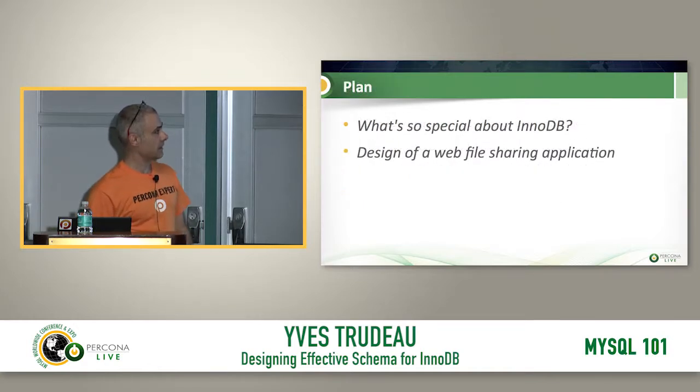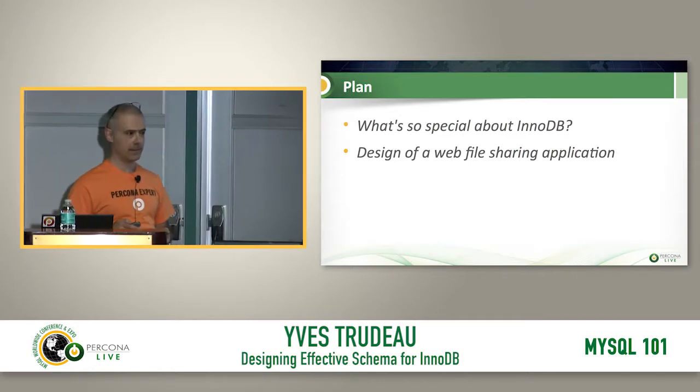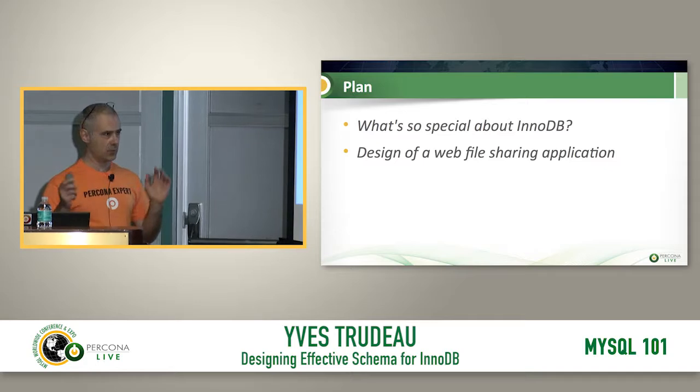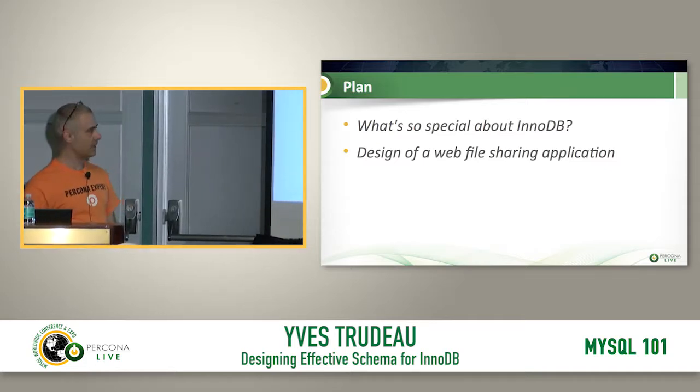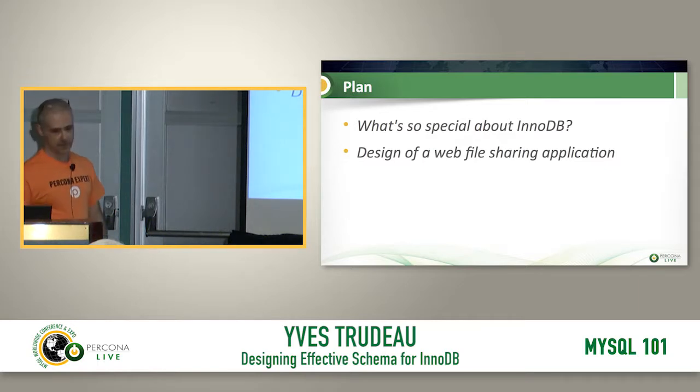The plan here: I'll first describe what makes InnoDB different from other storage engines, what's special. Basically, I will tell you how to cheat it. If you know how it works, you can better use it. And then we will design, let's say, a new uber fantastic file sharing application, a bit like Dropbox, Box or Google Drive. And of course, I'll make all the mistakes while doing the schema so that we can then fix it.